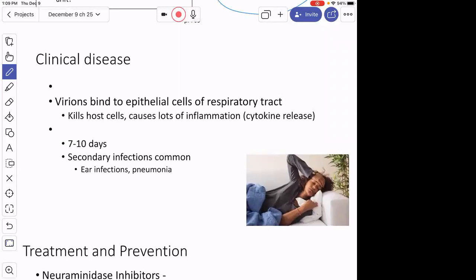Clinical disease: you've probably all had the flu at one point or the other. Usually it starts about 2 days after being exposed to somebody with the flu. Those variants bind to the cells of the respiratory tract, cause lots of inflammation, and they bud out so quickly from our cells that, in effect, it has the same effect as lysing the cells. So it kills the cells when they bud out really quickly.